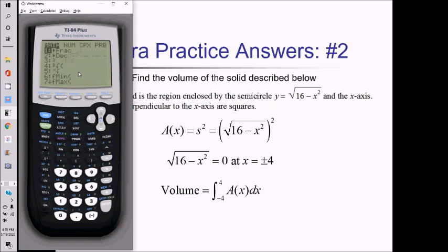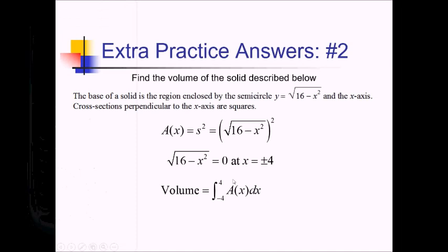I'm going to do math 9 for integral. We're going -4 to positive 4. Alpha trace Y2, that's where I stored A of x. And dx, enter. 85.333 would be our volume for that shape.